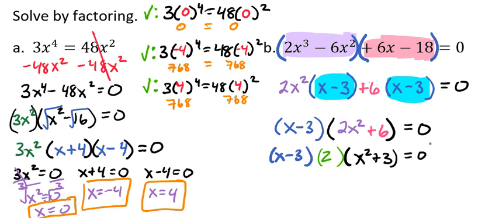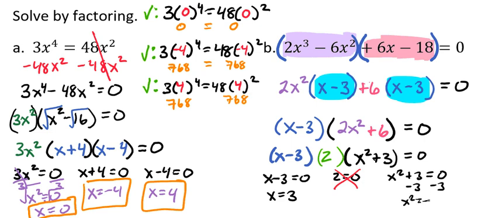equals 0. So now we can use our zero product property and take each of those pieces and set them equal to 0. So x minus 3 equals 0, 2 equals 0, and x squared plus 3 equals 0. And then we can solve, and we get x equals 3. And as we look at this, we know that 2 does not equal 0, so that's not going to be an answer. And then to solve for this next piece, we'll subtract 3 from both sides, and then we'll take the square root, and here we'll get x equals plus or minus i radical 3.